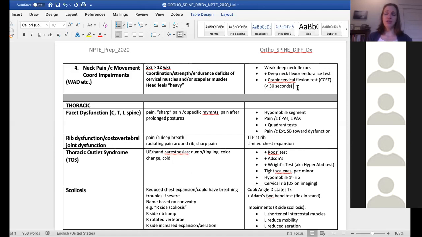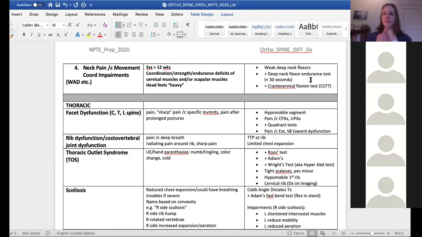You're going to test strength and endurance of those with the deep neck flexor endurance test and the craniocervical flexion test. I think I had these mixed up. I'll double check that before I post it. But I get those confused sometimes with the blood pressure cuff. That is the craniocervical flexion test, I believe.